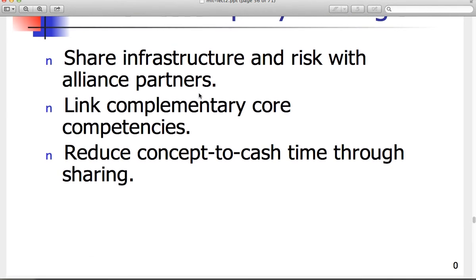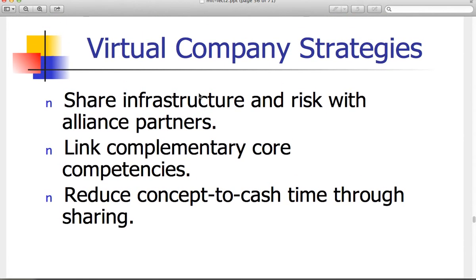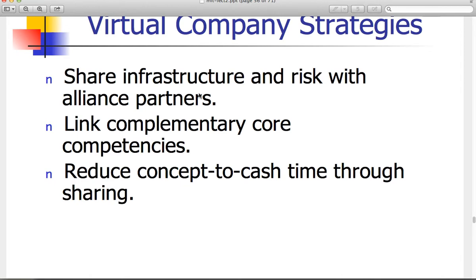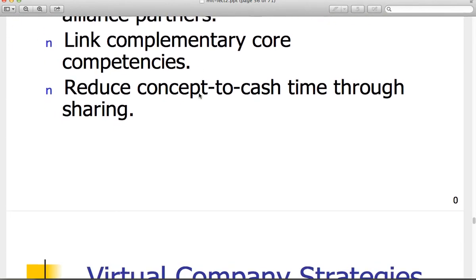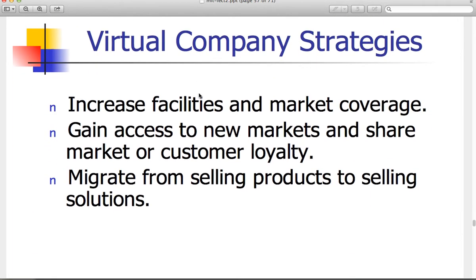So, link complementary core competencies together. If you're producing a computer, you don't have to be good at casing or fabrication or industrial design or anything like that. You can contract that out. Have a company that's good at that do your manufacturing and do all that other stuff. And also reduce the concept to cash time through sharing. You don't have to reinvent the wheel, you just use a company that does it to your satisfaction. And then you're in good shape. Probably cost you about the same thing anyway.